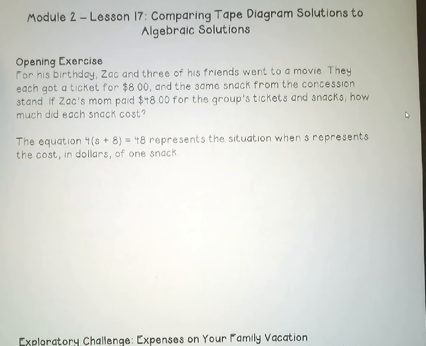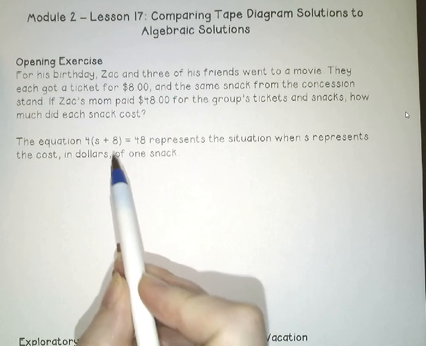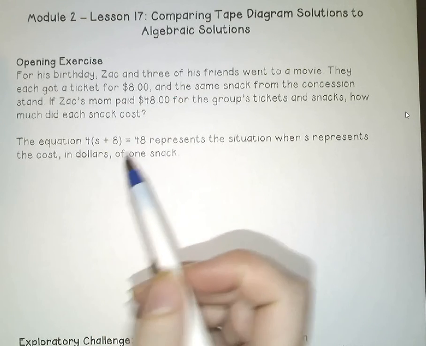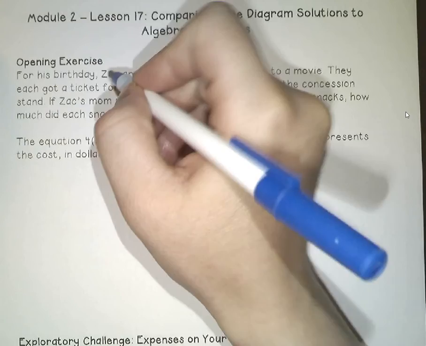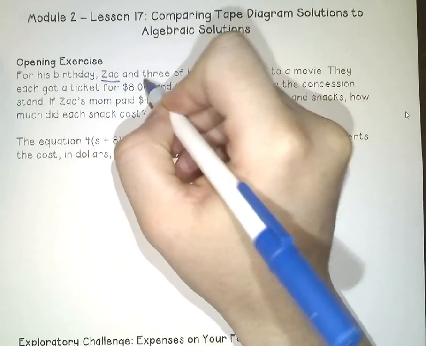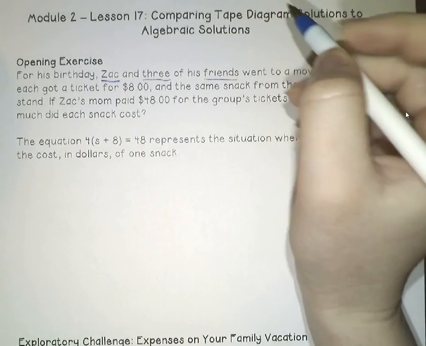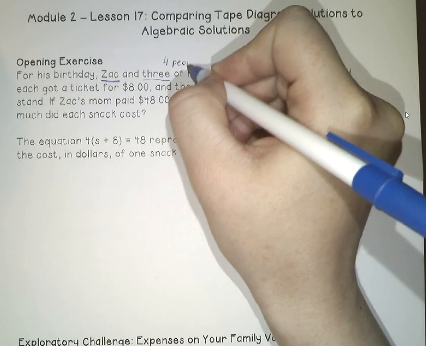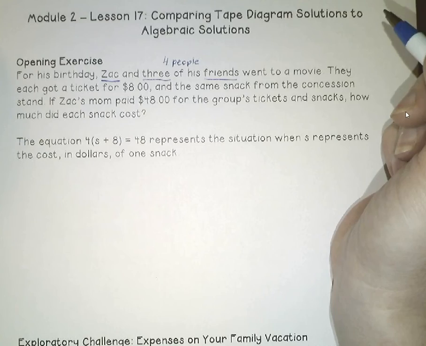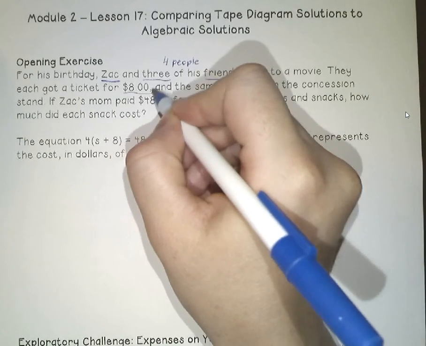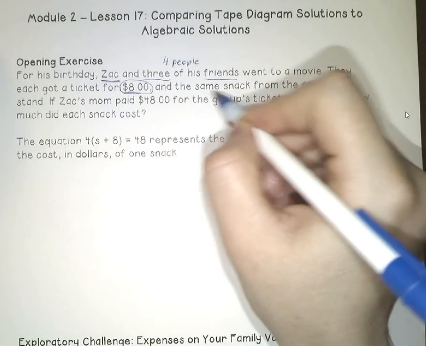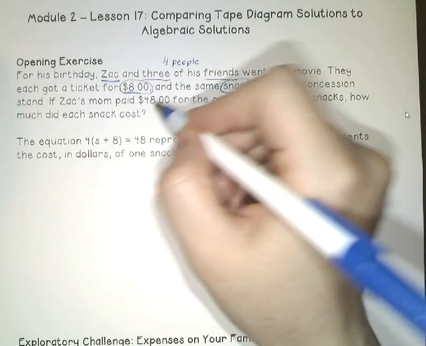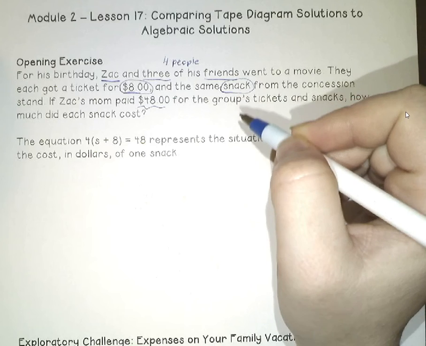Before we look at the equation, I want you to understand how that equation came to be. So we have Zach and three friends. That is four people altogether, right? Four people. Each person is getting a ticket for $8 and each person is getting a snack. Okay? The total is $48.